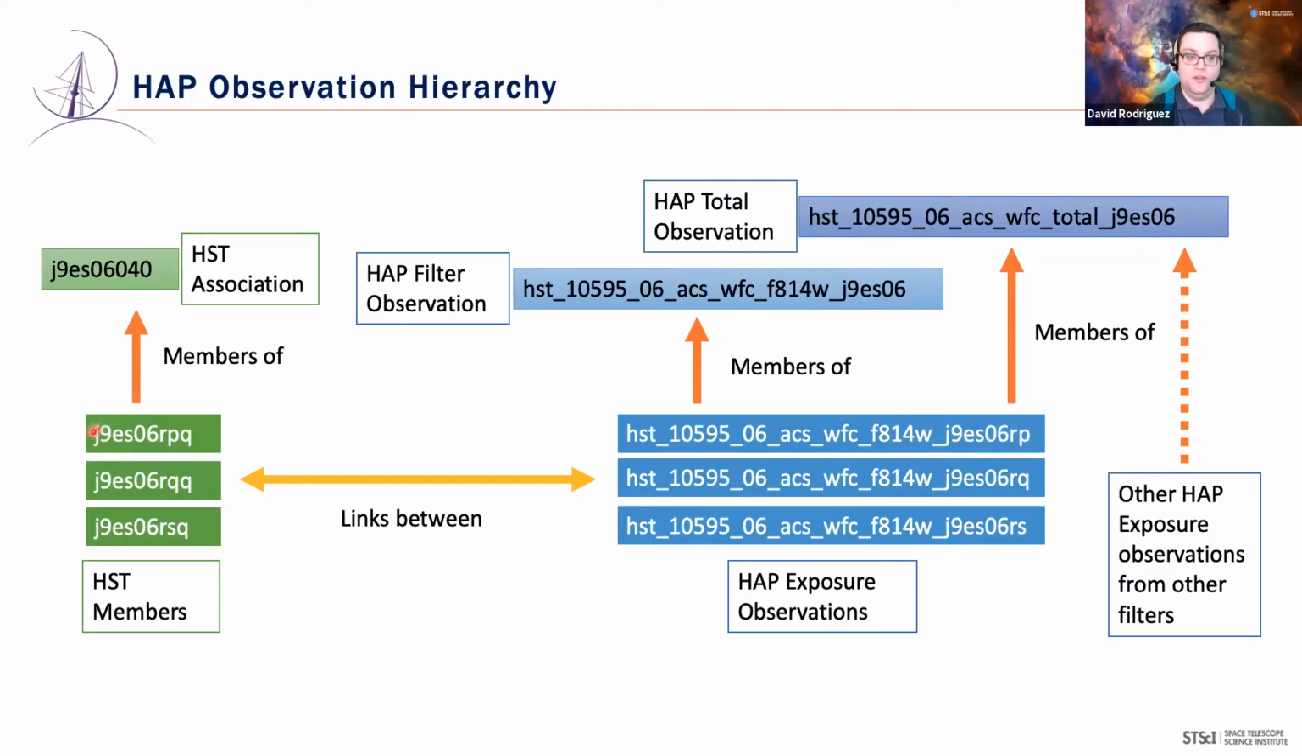This encodes a lot of information, but you have to sort of be aware of the nomenclature for HST, whereas for HAP, even a layman will be able to see, oh yes, this is an HST observation.